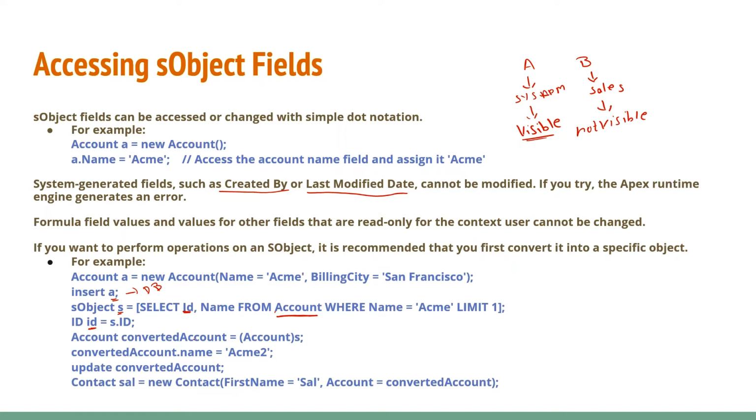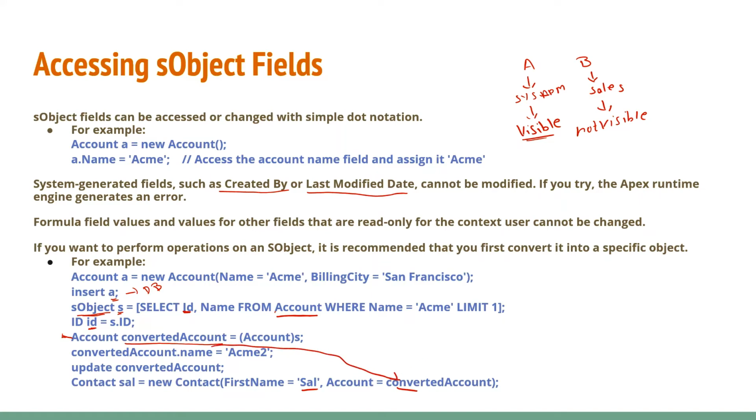Account convertedAccount = (Account)s, because it's a generic sObject, that's why we have to typecast it into Account. convertedAccount.Name = 'Acme'. Now we are creating an instance of account and typecasting the value of s into account, because we have defined it with the name account. Then update convertedAccount. Contact sal = new Contact, first name will be Sal, account will be convertedAccount, so it will link to this particular account.